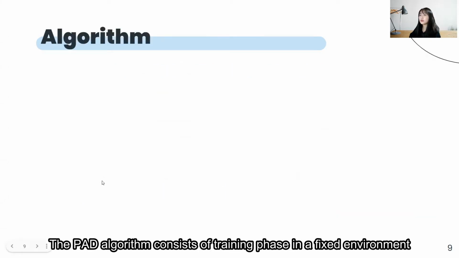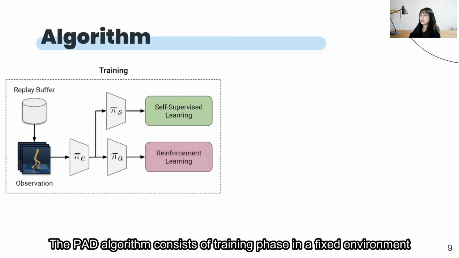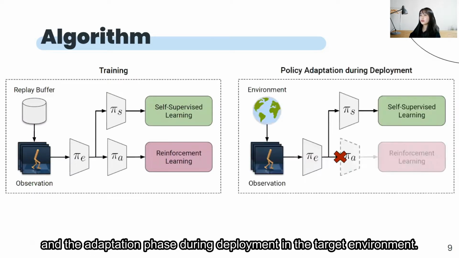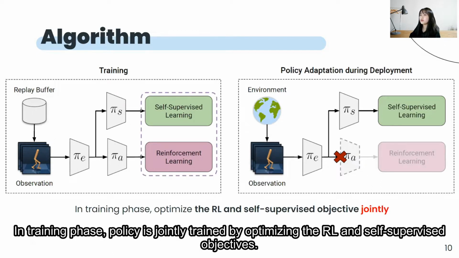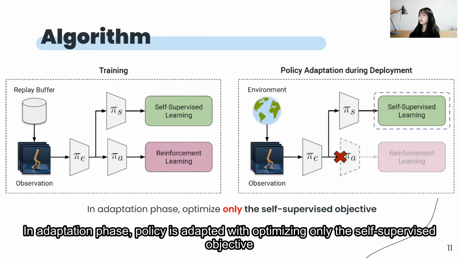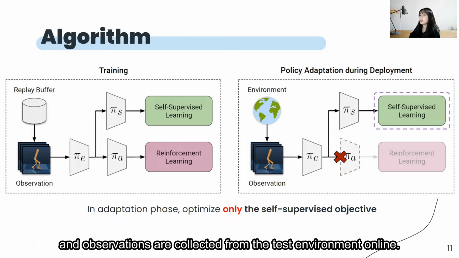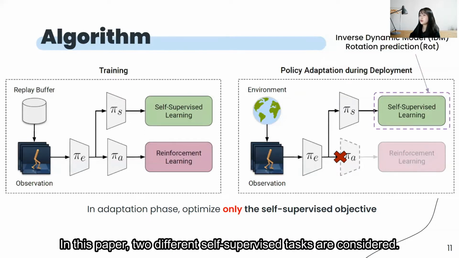The PAD algorithm consists of a training phase in a fixed environment and the adaptation phase during deployment in the target environment. In the training phase, the policy is jointly trained by optimizing the RL and self-supervised objectives. In the adaptation phase, the policy is adapted by optimizing only the self-supervised objective, and observations are collected from the test environment online. In this paper, two different self-supervised tasks are considered.